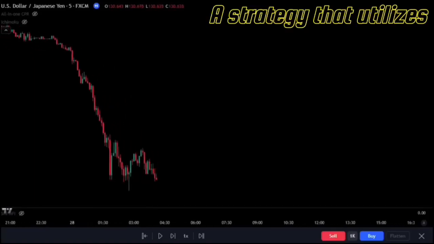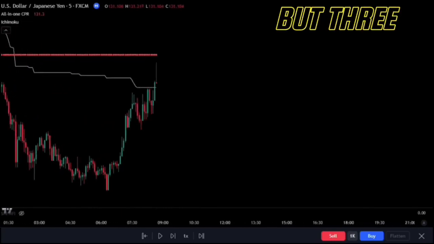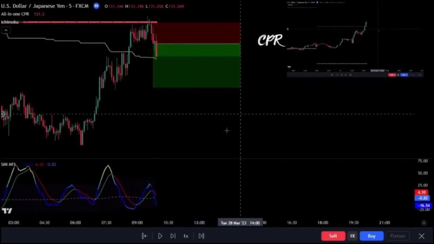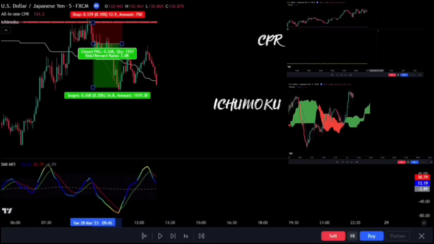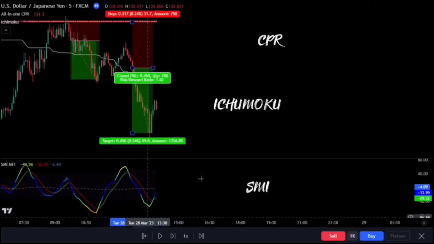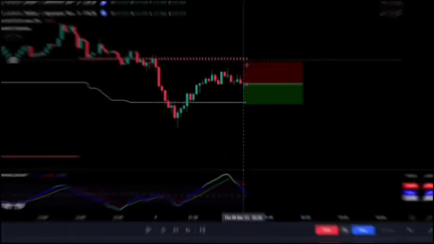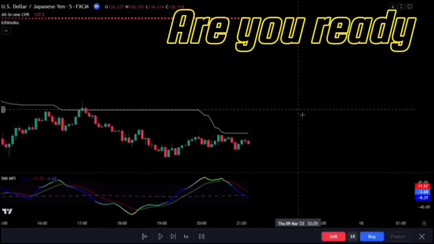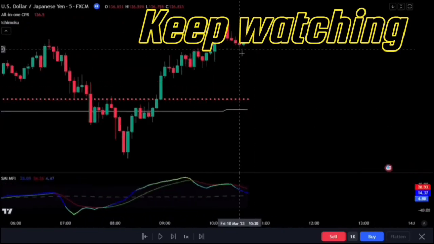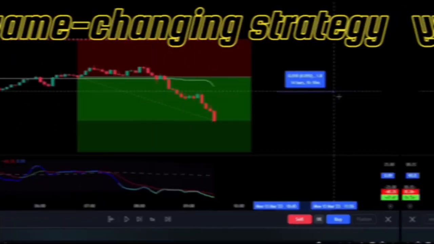A strategy that utilizes not one, not two, but three powerful indicators: the CPR indicator, the Ichimoku Cloud, and the SMI indicator. This could be the key to identifying high-probability trade setups and finally turning your trading fortunes around. Are you ready to find out more? Keep watching to discover this game-changing strategy.